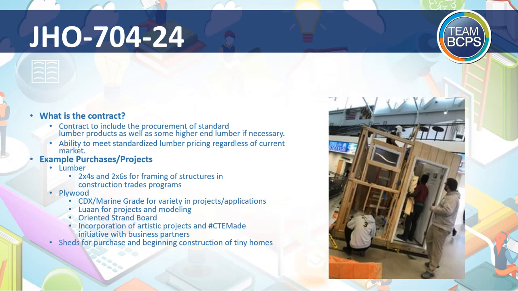So as I'm sure you know, we have many programs in our career and technical education program pathways that use lumber. And so we have a contract that we will be bringing to the contracts committee to allow us to procure lumber products ranging from standard lumber to some of the higher end lumber as necessary. It includes specific lumber like 2x4s and 2x6s that we use for framing in some of our construction trades, but it also includes some of the plywood that might be used for smaller projects in a range of our programs. We are in some of our programs beginning the construction of tiny homes, and so we do also use this contract to purchase those starters.